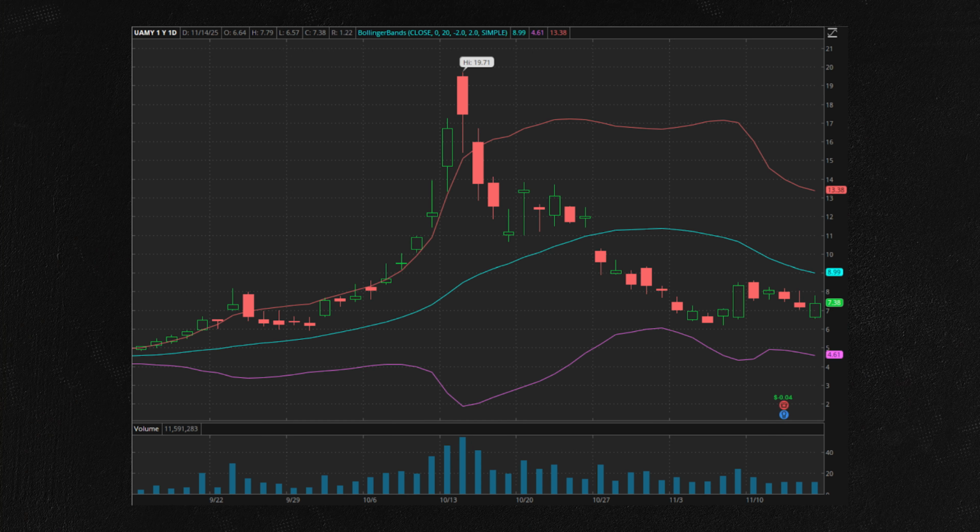Now for an example on how I use Bollinger Bands to gauge overextension. Take this chart of UAMY. This stock was exploding higher and peaked on October 14th, 2025, which not so coincidentally also had capitulatory volume that day, which can be used as an indicator that a top might be in.